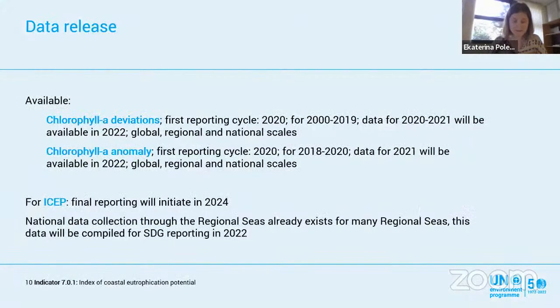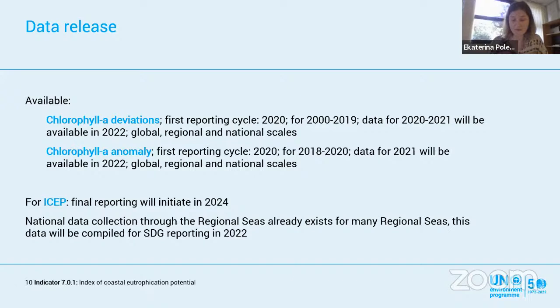Currently, the data is available for Chlorophyll-a deviation and Chlorophyll-a anomaly. Data on Chlorophyll-a deviation is available for 2000-2019 in global, regional, and national scales. Data for 2020-2021 will be published in a month. Data on Chlorophyll-a anomaly is available for 2018-2020, also in global, regional, and national scales. Data for 2021 will be published in a month.